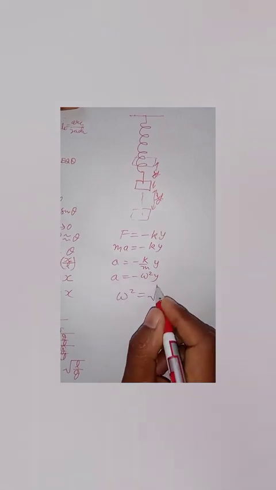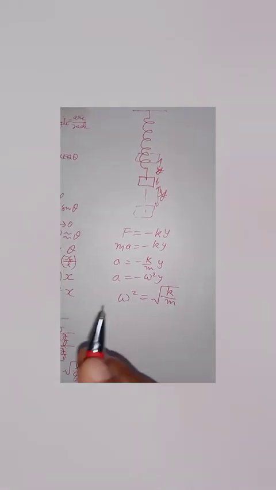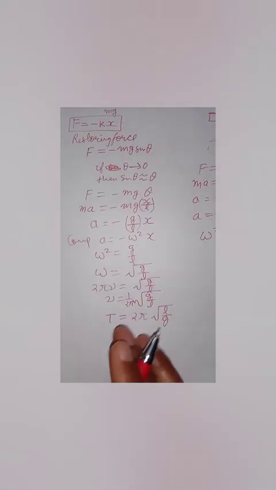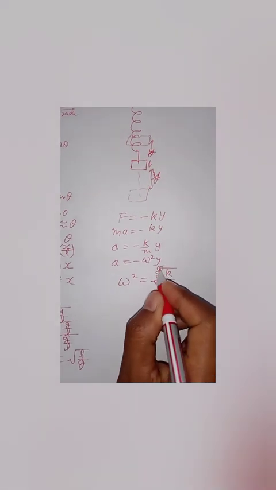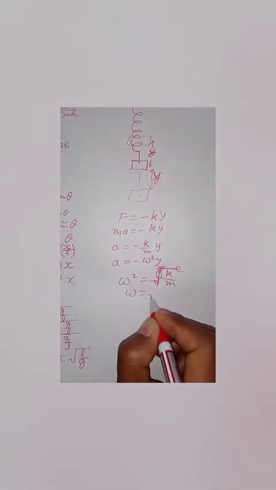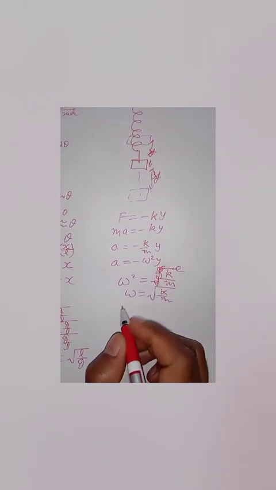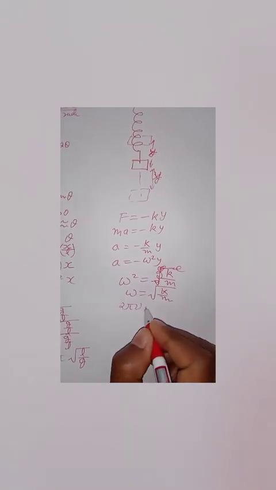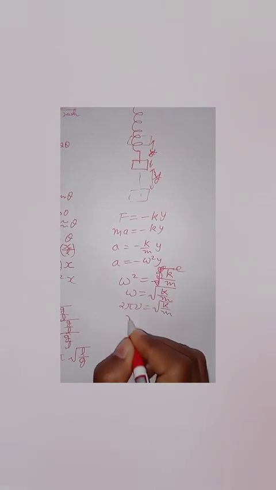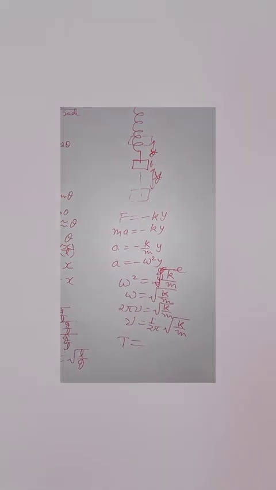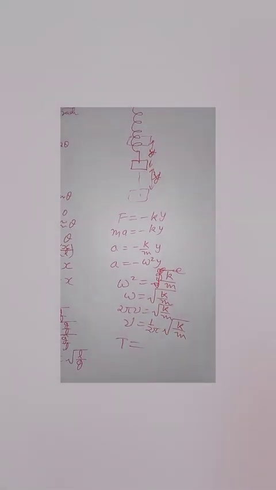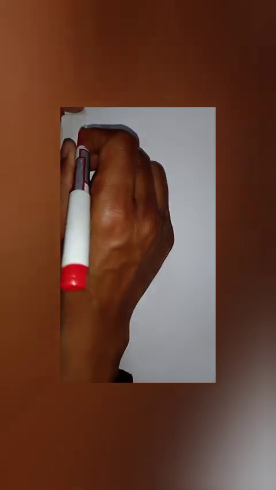So omega square equals k by m, which depends upon mass. The time period of a pendulum does not depend upon mass, but for a loaded spring, its time period depends upon mass. Right now it is k by m, and then omega equals root k by m, and omega is 2 pi nu, so 2 pi nu is root k by m. So nu equals 1 by 2 pi root k by m, and the time period you can find by reciprocating this.